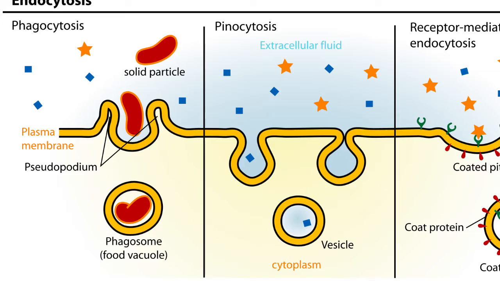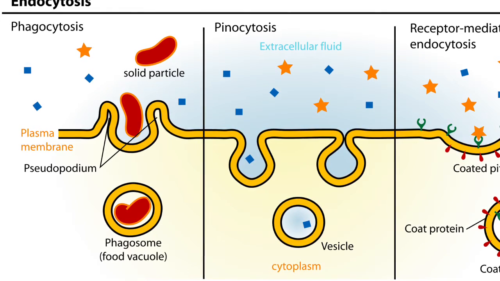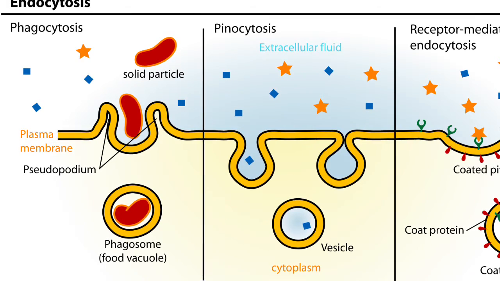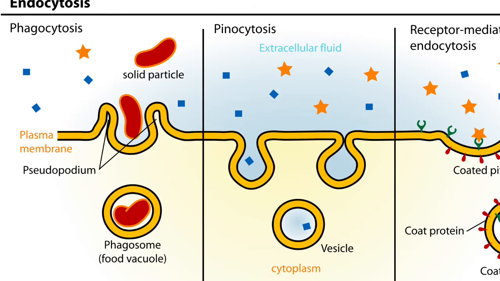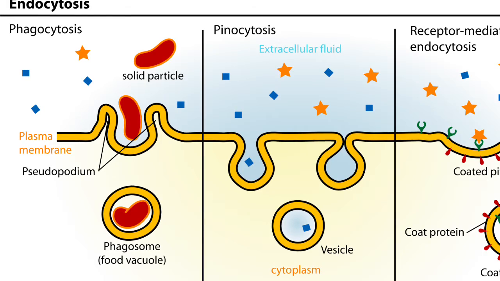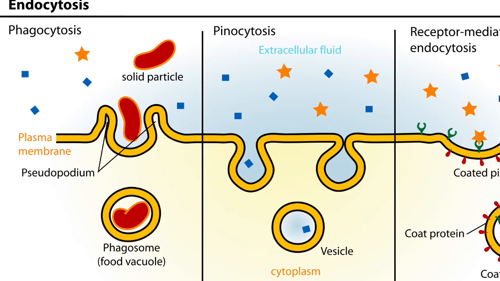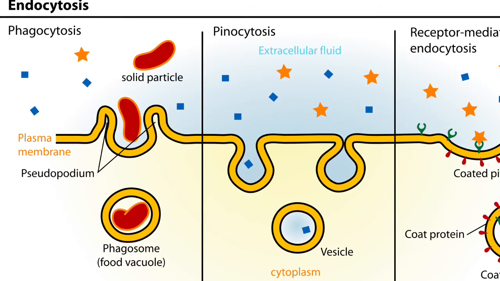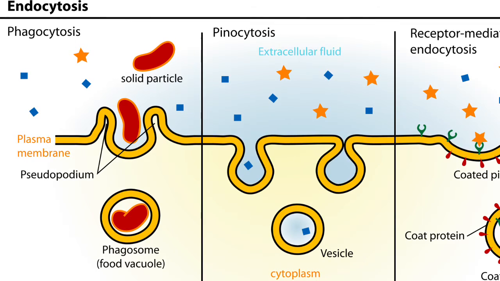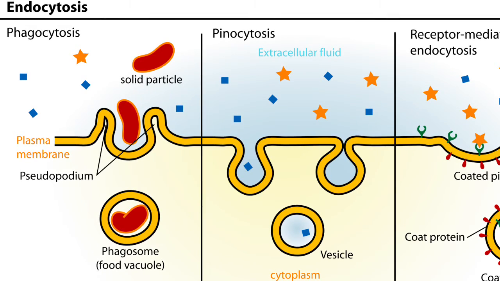Particles or macromolecules that are too large or polar to pass through the membrane are taken into the cell by a process called endocytosis. Phagocytosis is one of the 3 types of endocytosis. Phagocytosis, which means cellular eating, is when part of the plasma membrane engulfs the particle. Unicellular protists use phagocytosis for feeding, and some white blood cells use it for defending the body.